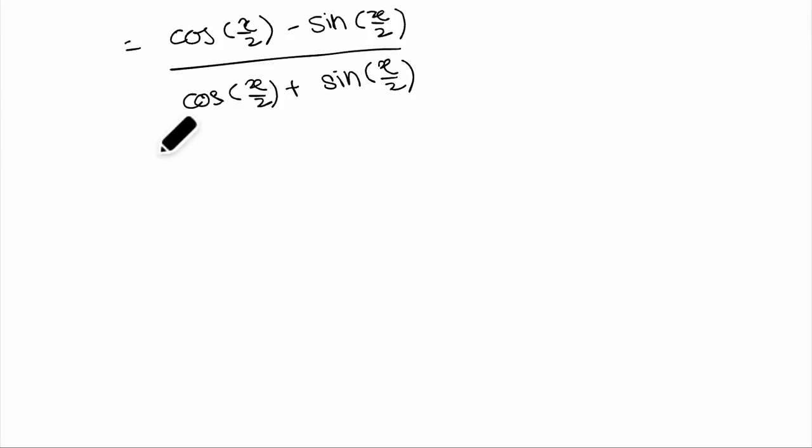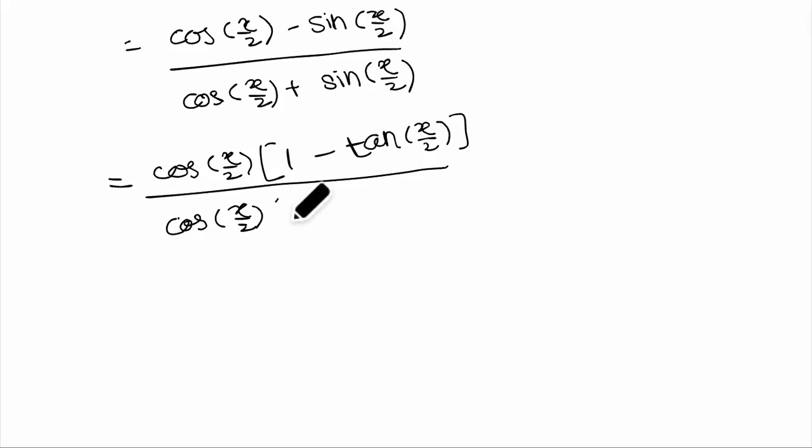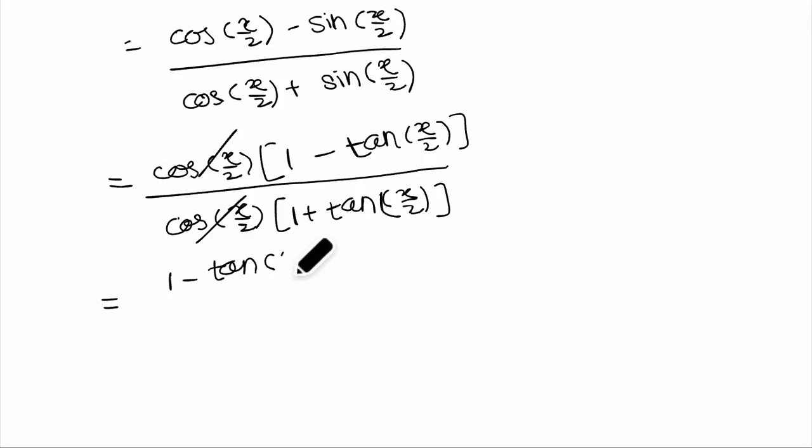So what can we do here? We can take common cos x by 2, and in the bracket will remain 1 minus tan x by 2, whole divided by cos x by 2 into the bracket 1 plus tan x by 2. So cos x by 2 will get cancelled, and what remains is (1 minus tan x by 2) divided by (1 plus tan x by 2).